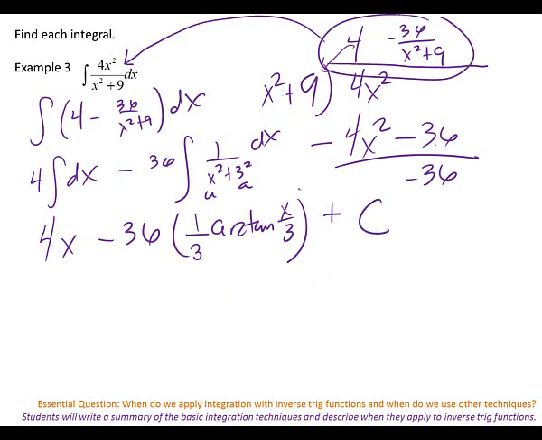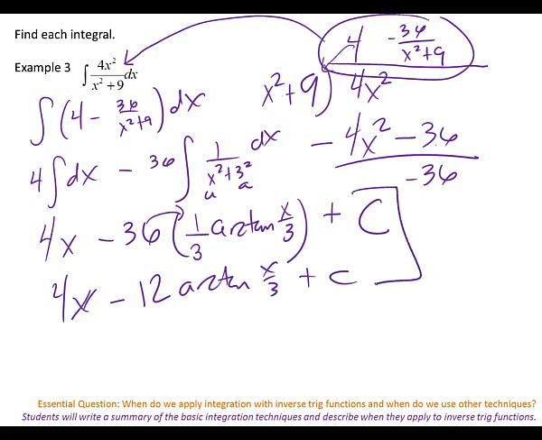This is a perfectly good answer. However, it is possible they may multiply that in there, right? It's not distributed, it's just multiplied by the 1/3. So it's negative 36 times 1/3. Close. Negative 12. There you go. Arctangent of x over 3 plus c. So either one of these is a good answer. Everybody good with what we got there?